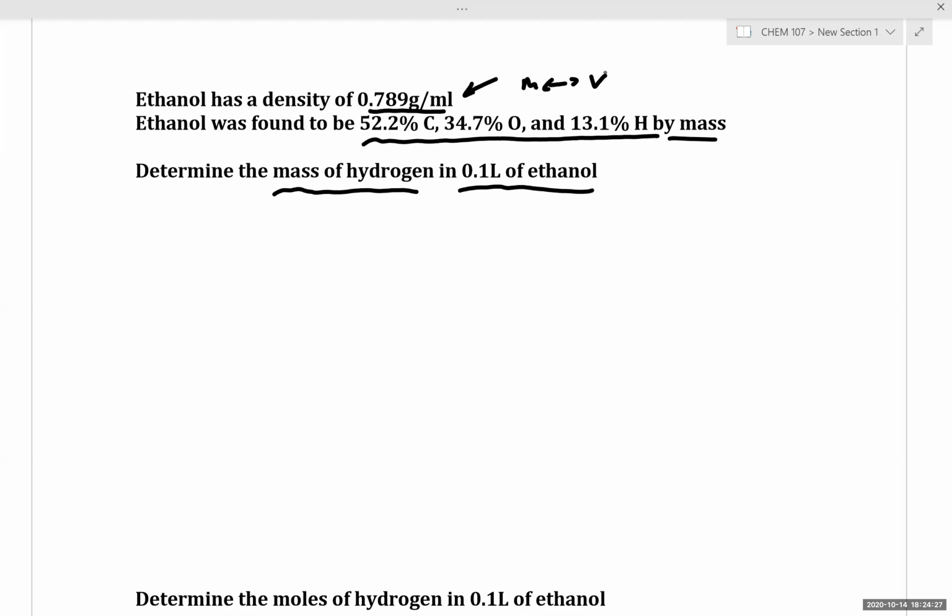So to help with the setup, write out what values you are given, what your starting value is, and then focus on what final value you're aiming to calculate. So once you have your starting and ending value, then you can figure out what intermediate units or what conversion factors do I have in the problem that let me go from my starting quantity to my ending quantity.